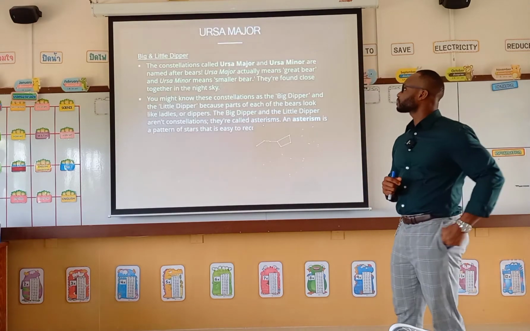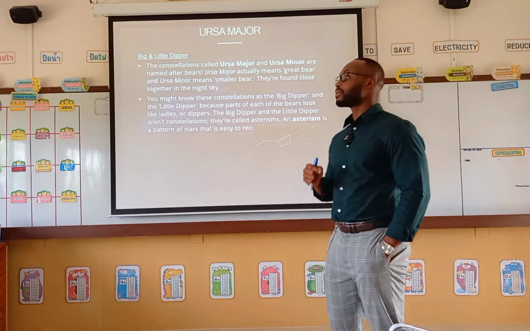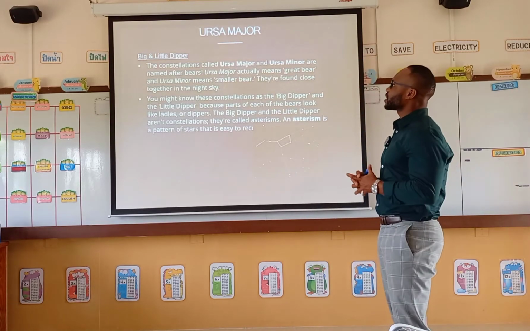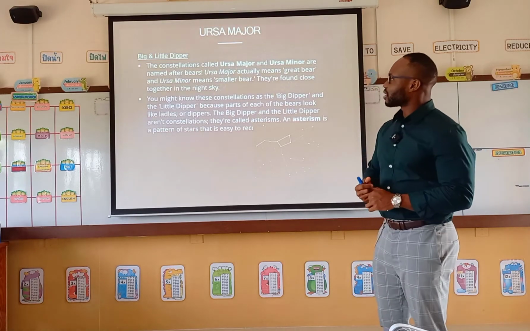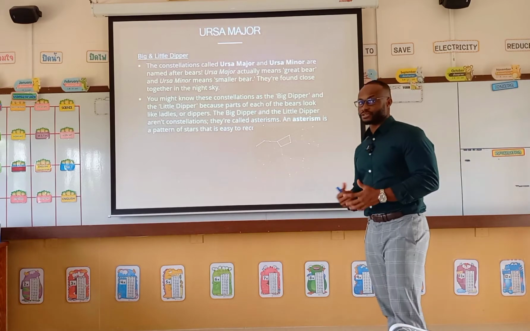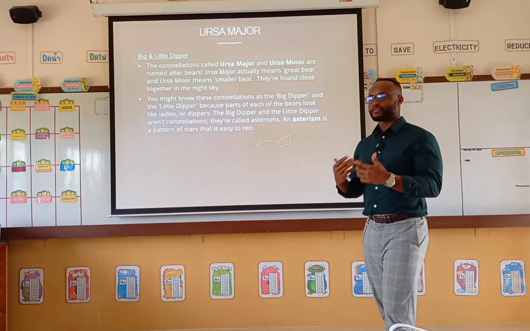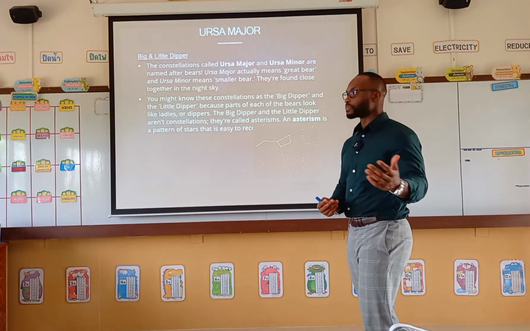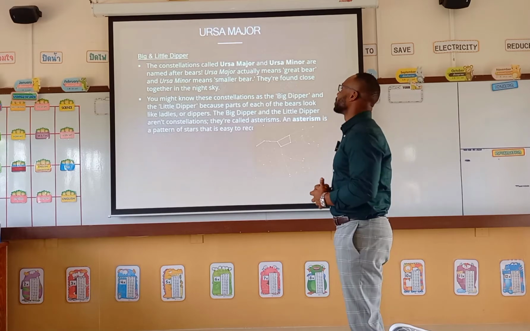Next. So now let's talk about the Ursa Major. Now the Ursa Major is the big and little bit deeper. The constellations called Ursa Major and Ursa Minor are named after bears. Okay, bears. So they look like it. So some of them are called from the animals that they resemble. Now the meaning of resemble, muan, in Thai.